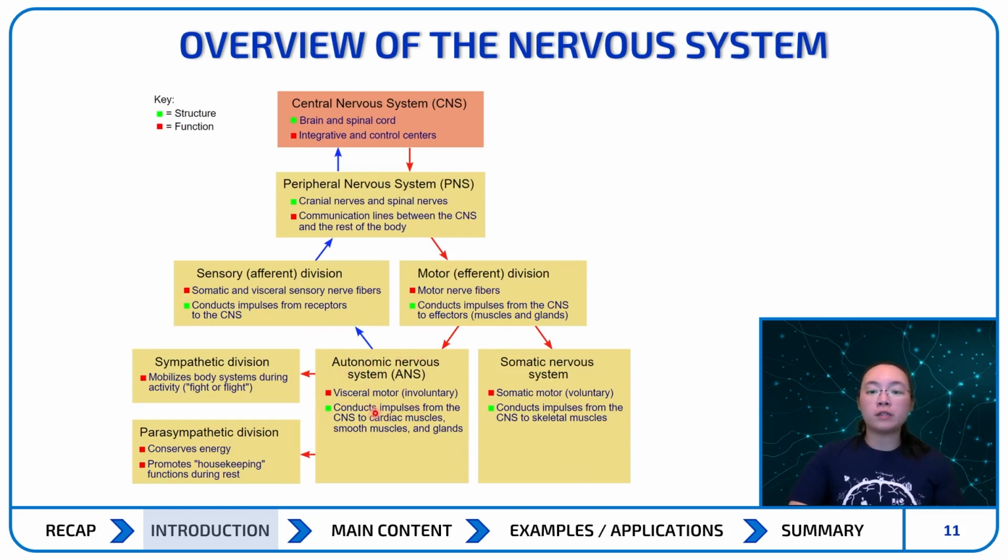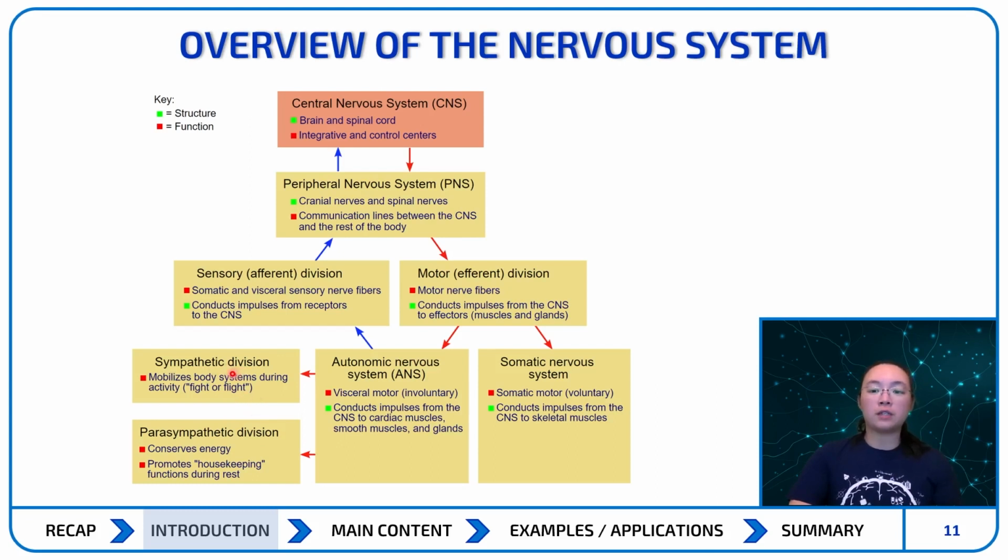The autonomic nervous system controls our involuntary motion, meaning we have no control over it. The CNS sends impulses to our heart muscles or cardiac muscles, our smooth muscles, and our glands in our bodies, just to help us regulate our entire body without our knowledge. And there are two types. You can have the sympathetic division or the parasympathetic division. Very important to know about these two.